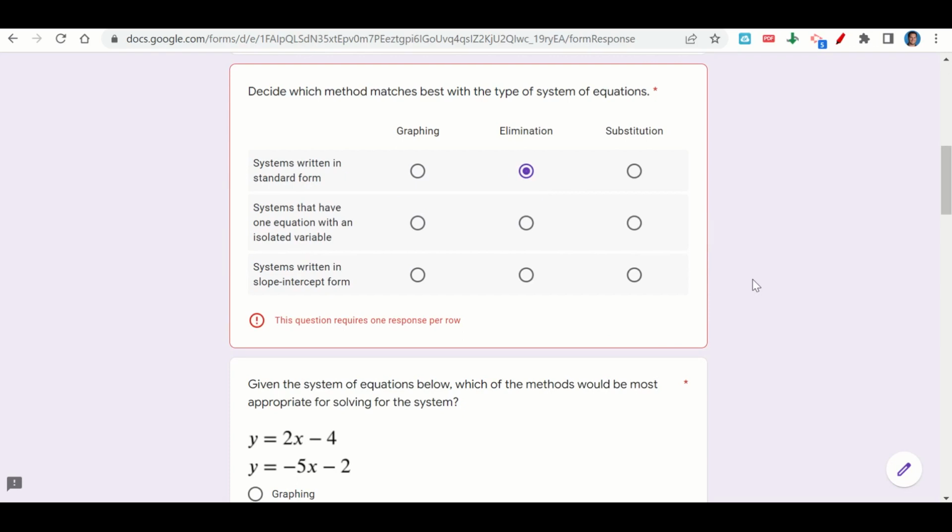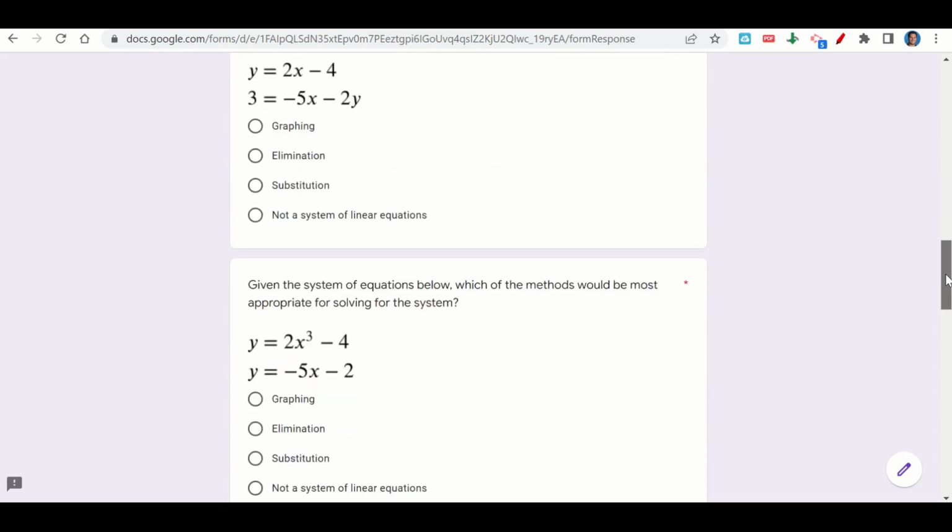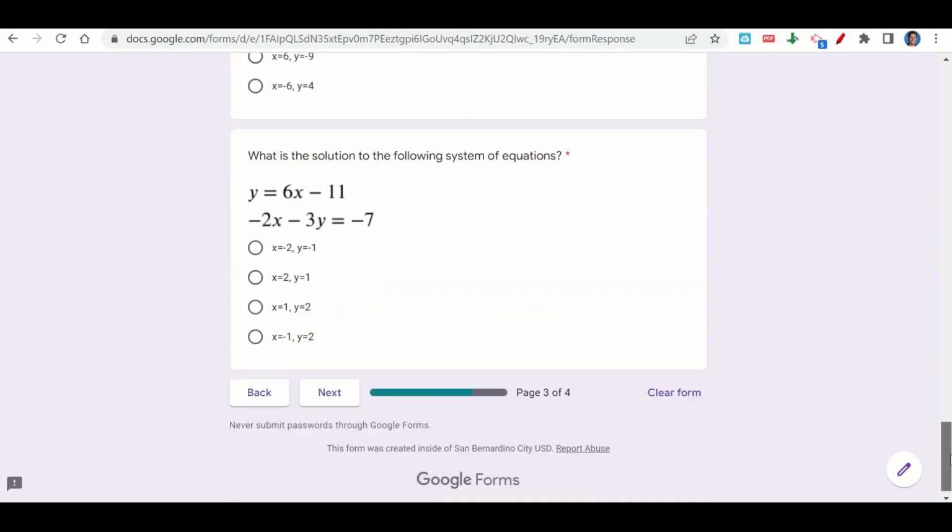The next one says systems that have one equation with an isolated variable. So we already have an isolated variable. Well, substitution is typically the best for that one. And then systems written in slope-intercept form. Well, those are easy to graph, so graphing would be the best solution. So we'll continue to answer each of the questions until we get to the end.